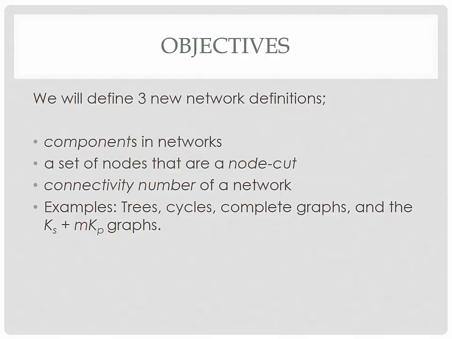In this video, we're going to talk about what is a component, and we're going to define a node cut and the connectivity number of a network. Then we'll see some examples, and we'll talk about the connectivity number of trees and cycles, complete graphs, and a graph that we define as the complete graph KS plus the join of M copies of a complete KP.